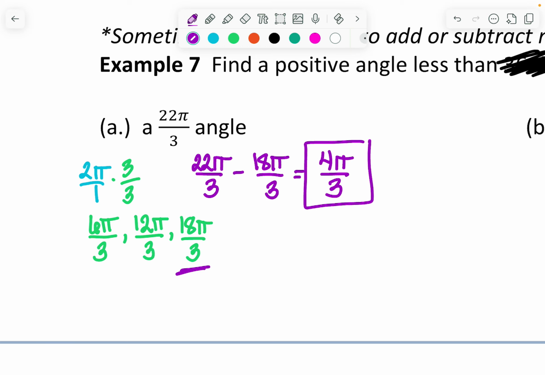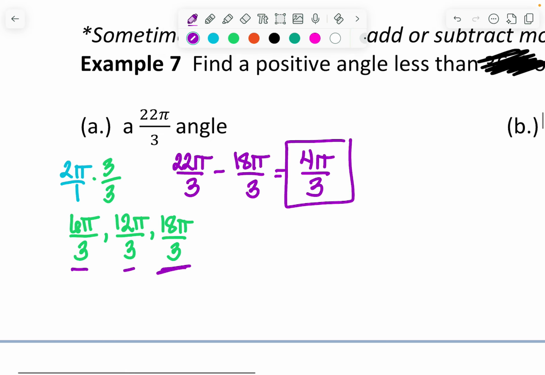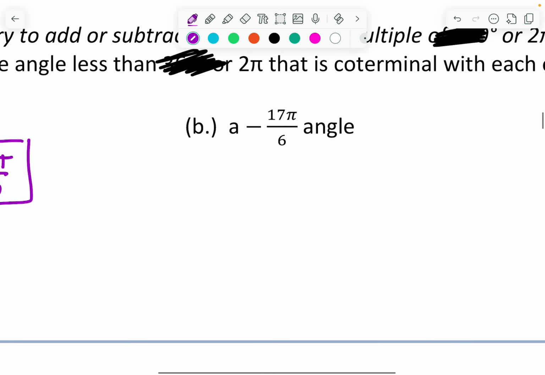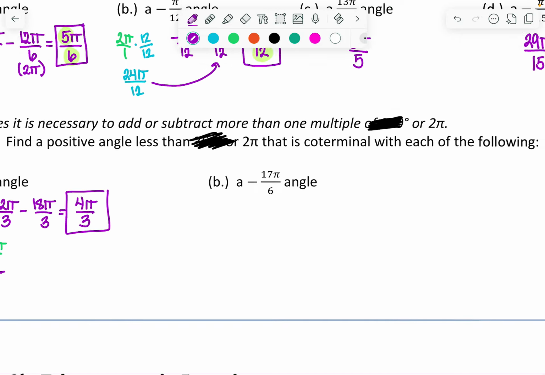That is coterminal. Now, if I had subtracted 6 pi over 3 or 12 pi over 3, those would also have been coterminal, but they wouldn't have satisfied the directions, which said a positive angle less than 2 pi. So we had to get to a number that was less than 6 pi over 3, which is what we got. So B is going to be very similar, but this time we're going to be adding because it's negative.